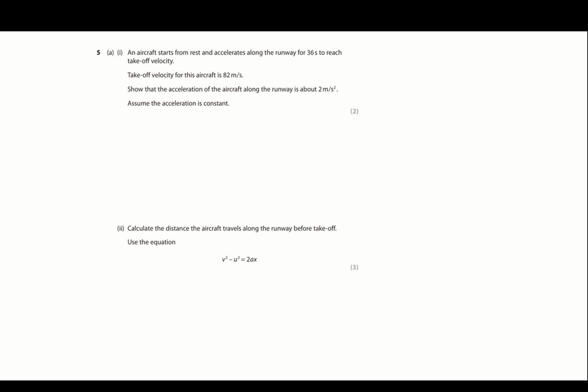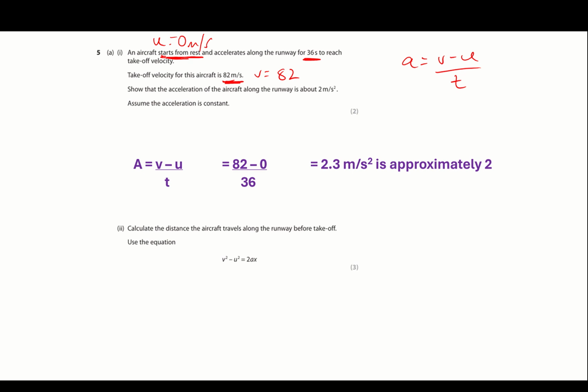Okay, question 5. An aircraft starts from rest, so I know that velocity, I'll put a V rather than an S, equals 0 meters per second, accelerates along the runway for 36 seconds, and on takeoff, it's going to reach a final velocity. Let's put that as U because that's the initial velocity, U, and V equals 82. So we're going to need our a equals V minus U over t. Plug that in. So 82 is where it finished, 0 is where it started, divided by 36, and it says show the aircraft is about 2 meters per second squared with its acceleration.